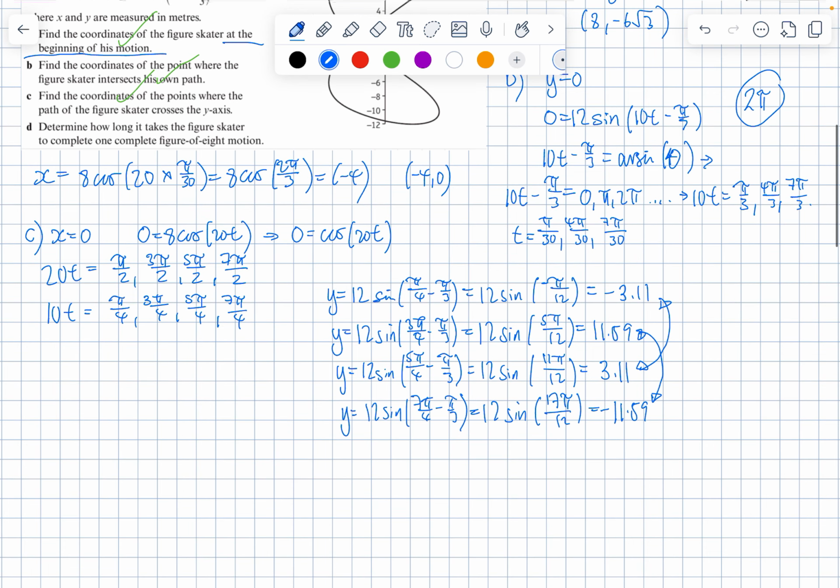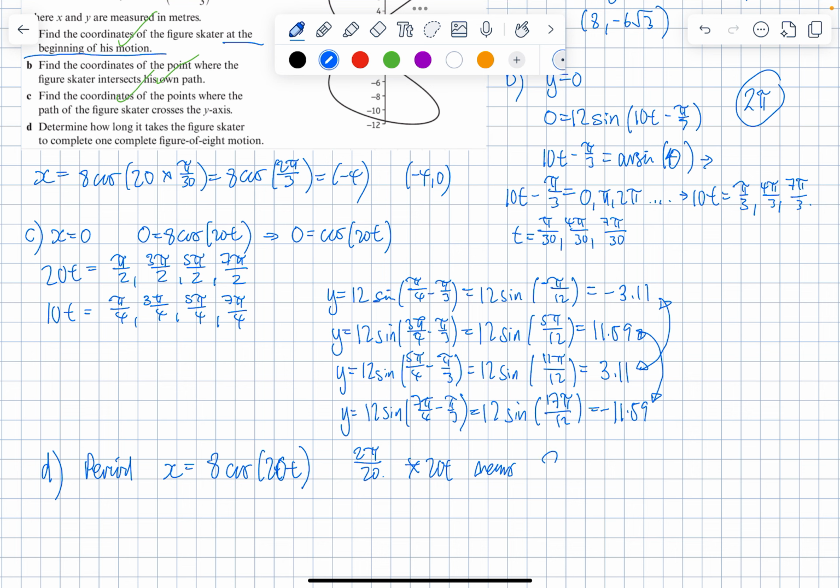Okay, and the last thing, we're going to work out how long it takes to complete one complete figure of 8 motion. Okay, well, now we have to think about the period of our function. Right, so the period of x equals 8 cos 20t. Now that takes 2 pi over 20, because remember, the 20t means 20 times faster, so we just divide out 2 pi by 20.